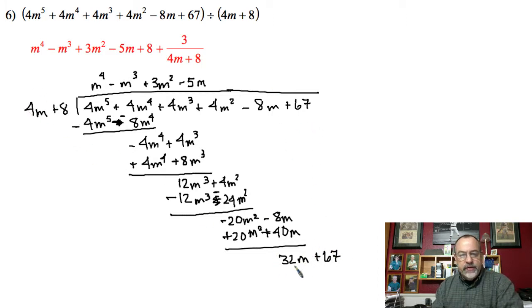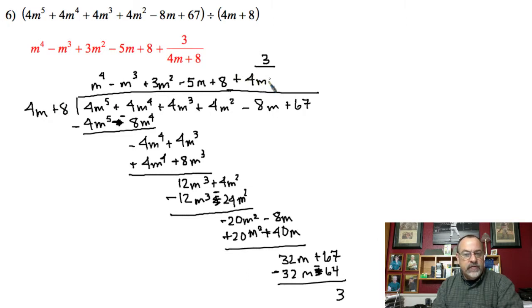And now 4 into 32 is going to be 8. So the 8 times the 4 is 32, and then the m, and then the 8 times the 8 is 64. We're going to change the sign of both and add, so that's going to be 3. So there's nothing else to bring down, so this is my remainder. So my remainder is a positive 3 over my divisor of 4m plus 8. So this is my answer using long division.